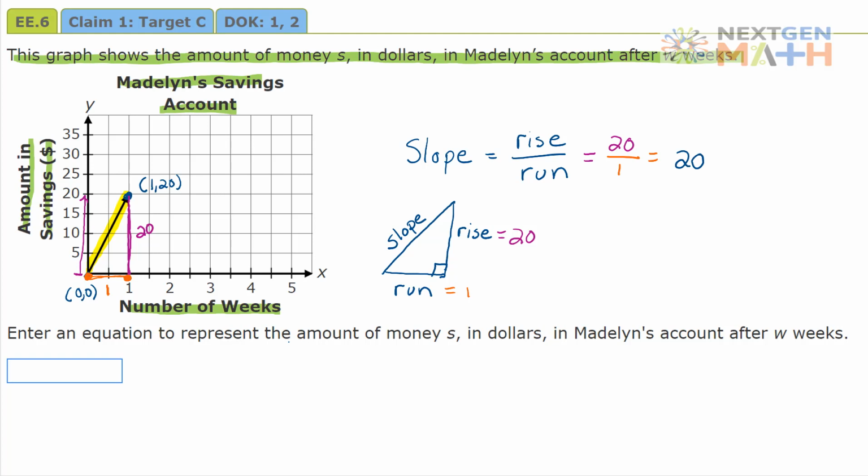So if we're going to write an equation, let's look at the variables. The variable here is S. It reads, enter an equation that represents the amount of money, S, in dollars in Madeline's account after W weeks. Well, S represents the savings, and W is the weeks. So the way that we'd write that is this: S is equal to 20 times W. So our equation is S equals 20W.